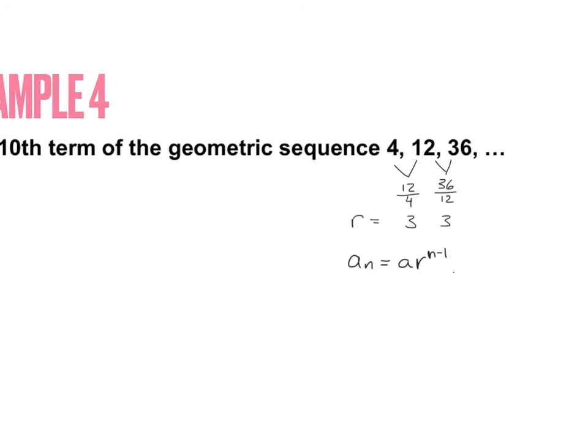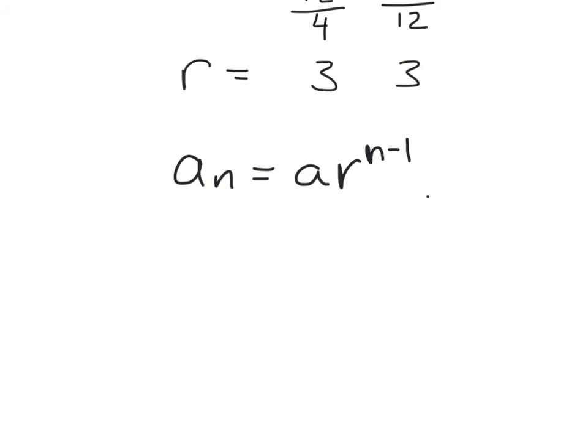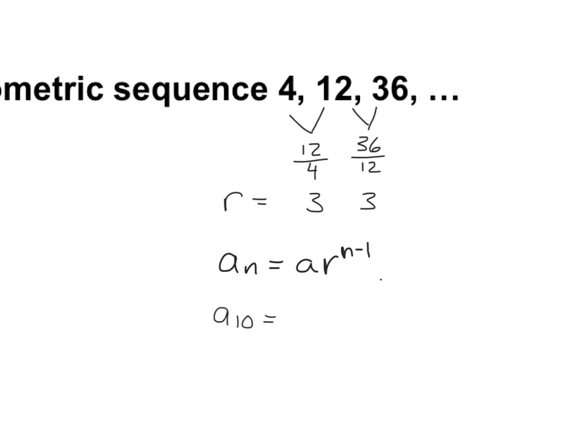So here we're looking for the 10th term of our sequence. So we're going to have to find a of 10, our 10th term. Our a is our first term, which is 4. So we're going to plug 4 in for a. Our r is our ratio, which is 3. And our n is the number of the term we're looking for. So we have 10 minus 1.